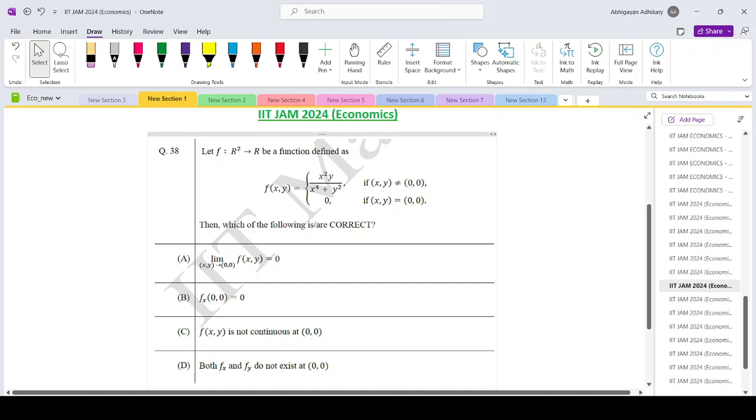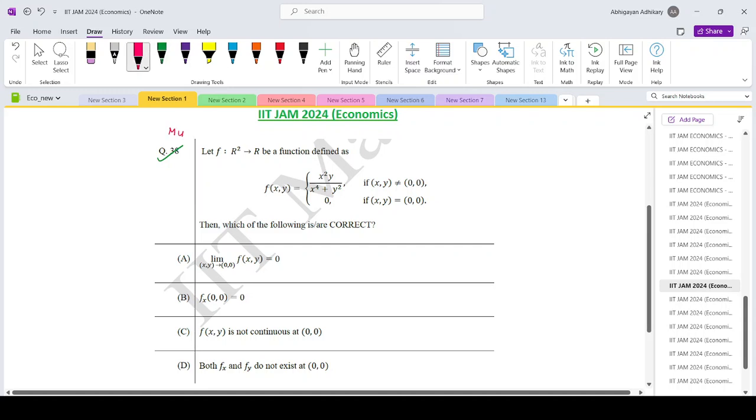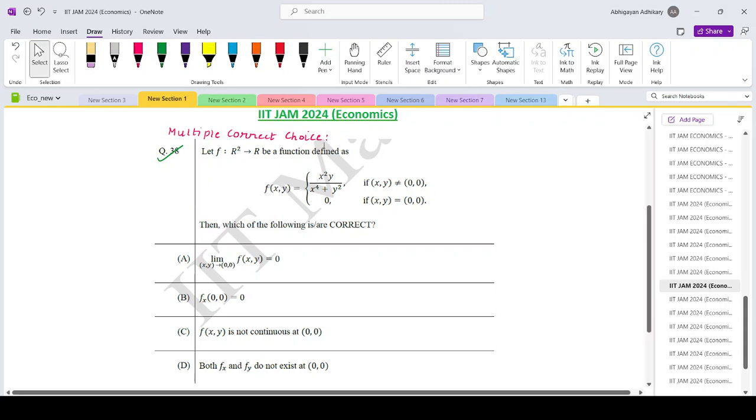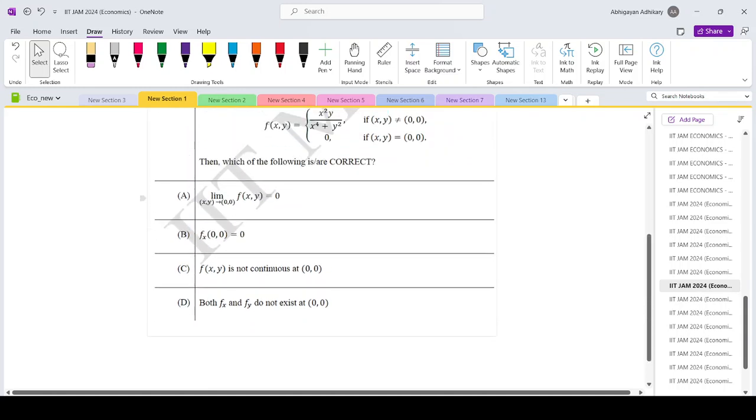And today we are looking at the IIT JAM 2024 Economics paper question number 38. This is also a multiple correct choice question. f is a function from R2 to R defined in this manner. Then which of the following is correct? Simultaneous limit at 0, the first partial derivative with respect to x at (0, 0) is 0, if xy is not continuous, and so forth. Okay, so let me write down the function.